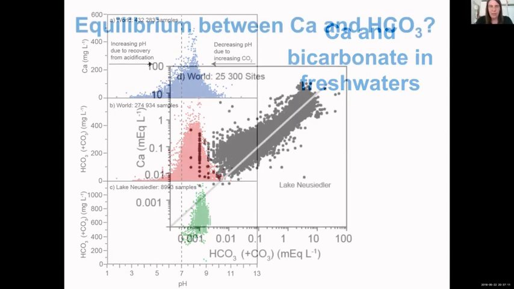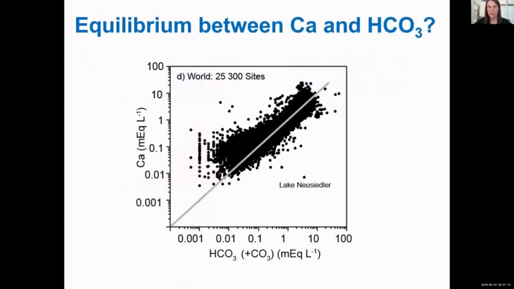So let's see what happens to the equilibrium, because we were thinking that calcium and bicarbonate should be in equilibrium. And if they are in equilibrium, then we should have a one-to-one regression line here.